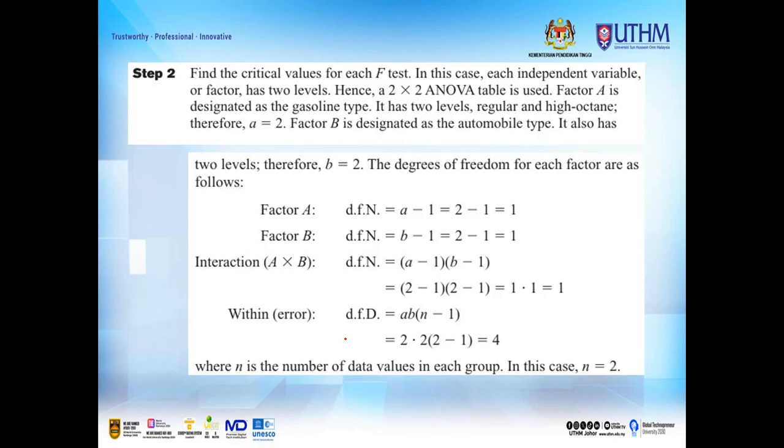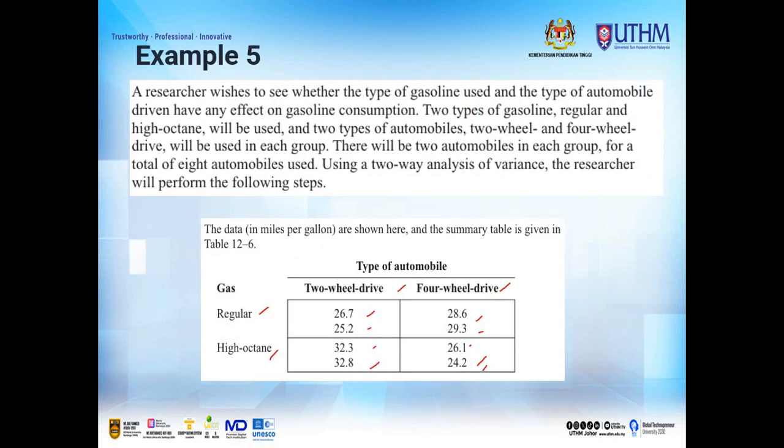For the interaction between A times B, (a minus 1) times (b minus 1), you get 1 times 1, which is 1. Within, also a times b, which is 2 times 2, 4, times n minus 1, which is 1, is equal to 4, where n is the number of data values in each group. So in each group, the number of data is 2 over here.